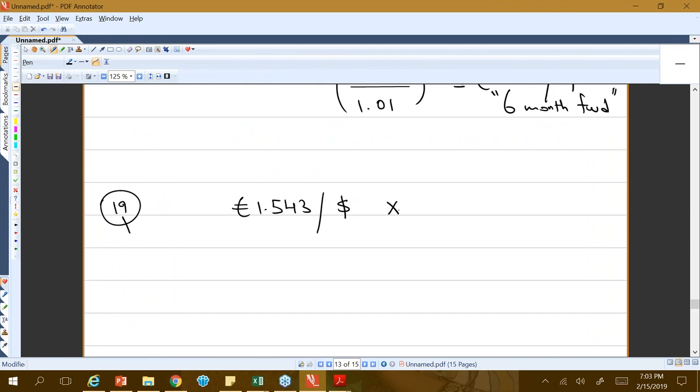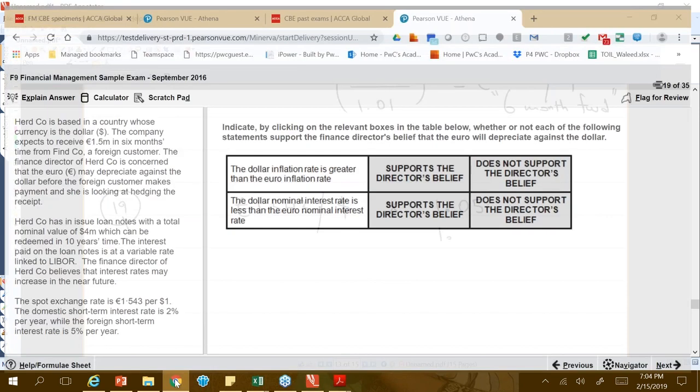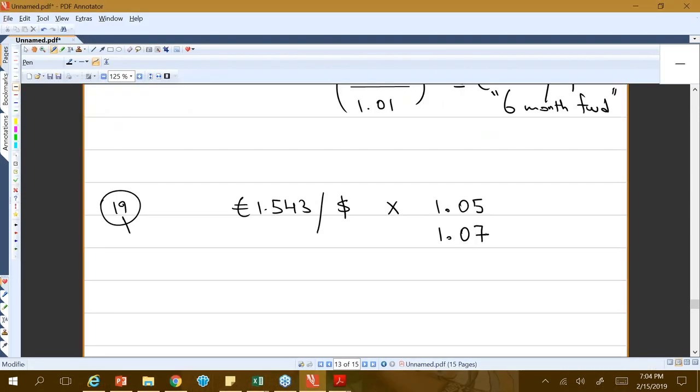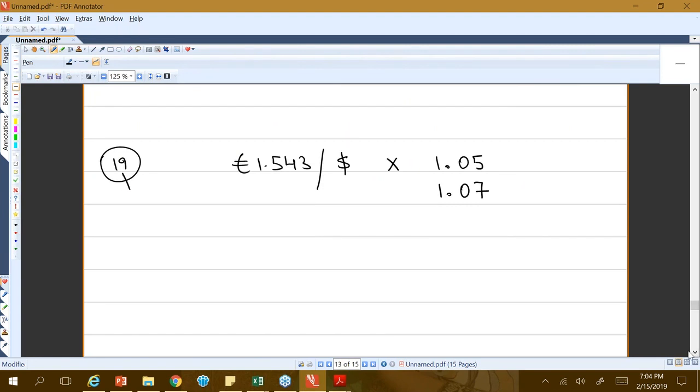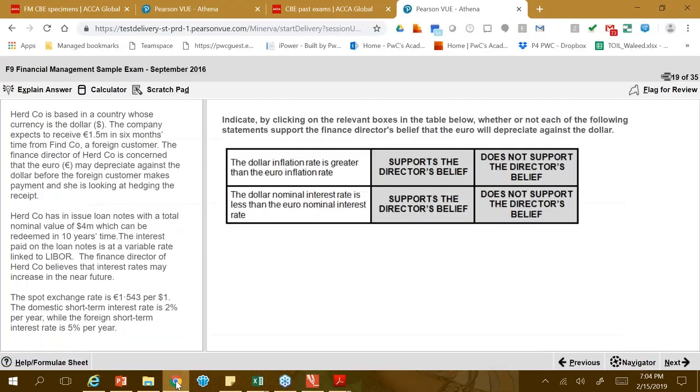So let's put simple numbers here. Let's assume that the euro inflation rate is 5% and the dollar inflation rate is greater, which is 1.07. I'm just making up numbers here. I have taken the inflation abroad as the lesser, 5%, and inflation home as the bigger rate. So the dollar inflation rate is greater than the euro inflation rate.